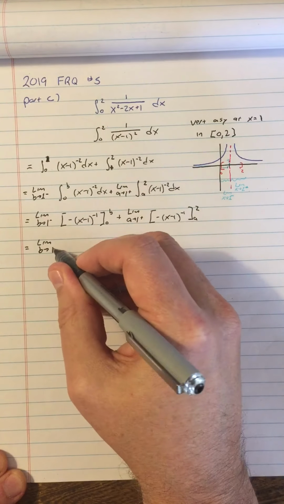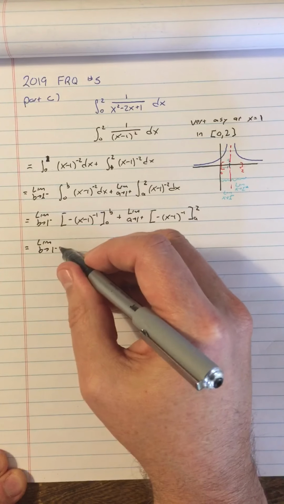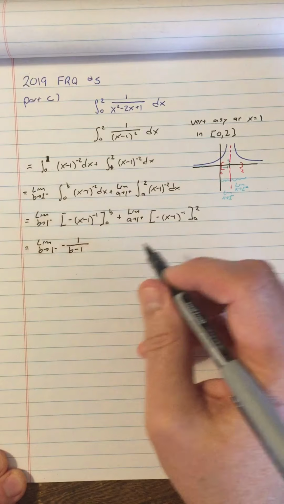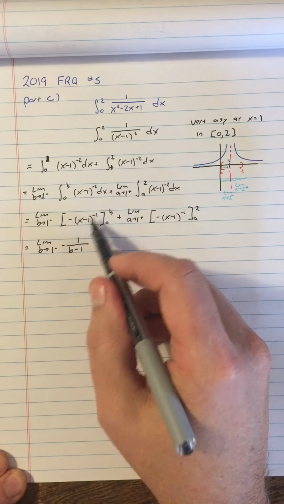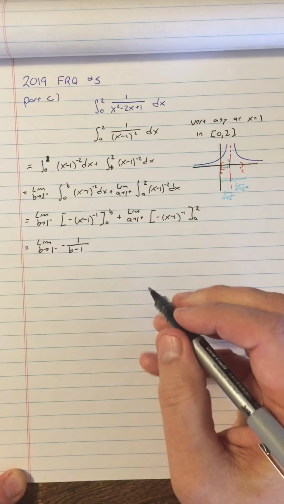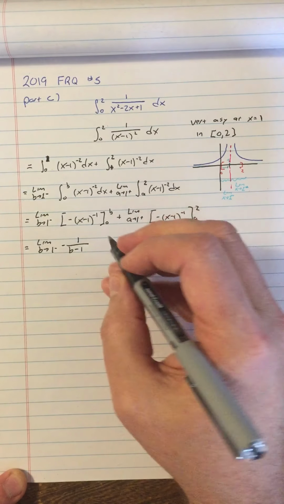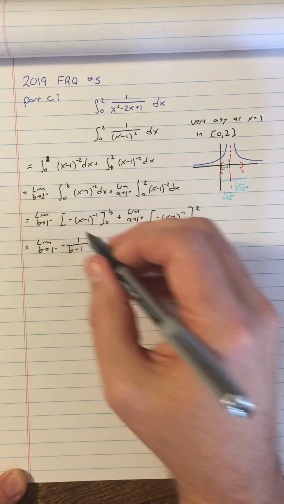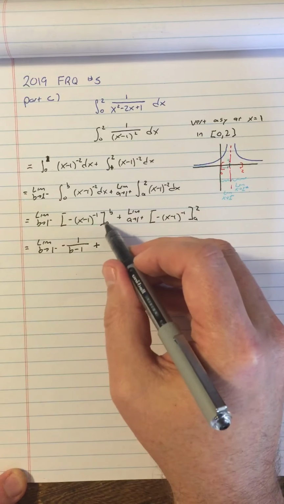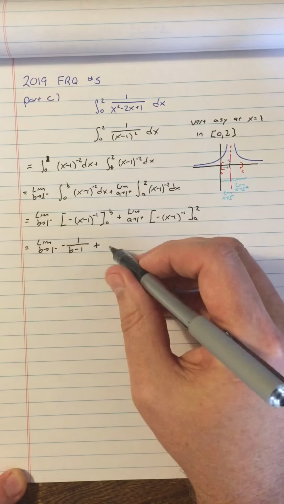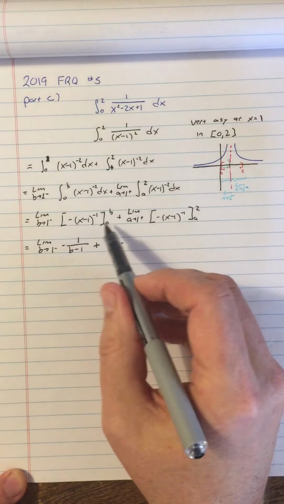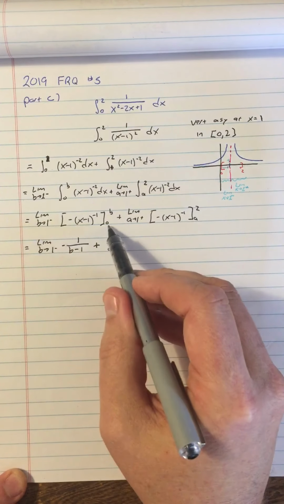The limit as b approaches 1 from the left of, let's go ahead and write this as negative 1 over, and I'm substituting that b in there, b minus 1. So that (x minus 1) to the negative 1, I'm writing as 1 over b minus 1 because I'm substituting in the b. And then what I'm going to do is put minus negative, plugging in the 0, so plus. Now when I plug in the 0, I don't need the limit because that expression isn't going to have b in it. So I'm just going to have 1 over 0 minus 1, right? So when I plug in the 0, there's no limit because there's no b.